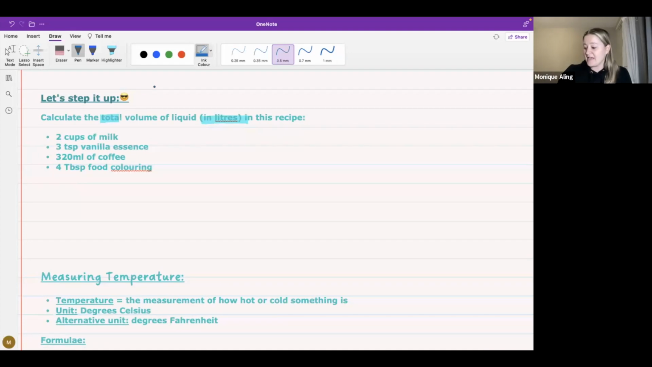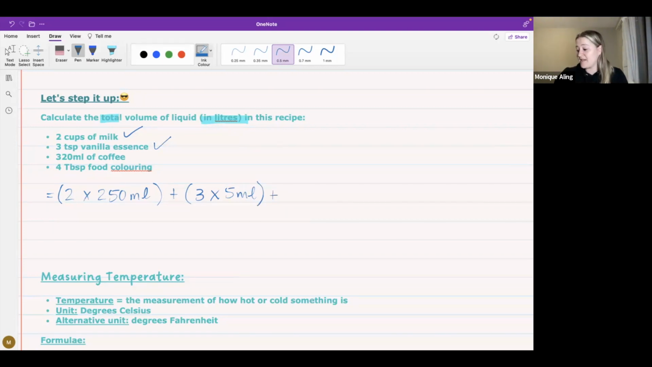So we have to first go through to milliliters and then convert. The first thing we're looking at is 2 cups of milk. We know that a cup is 250 milliliters. So if we've got 2 of them, I'm going to say 2 times 250 milliliters. That helps me work out the amount of milk. Then I'm going to add the 3 teaspoons of vanilla essence. A teaspoon holds 5 milliliters. That helps me work out the vanilla essence.